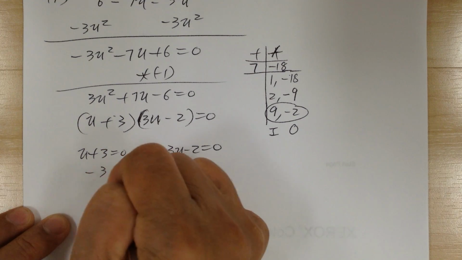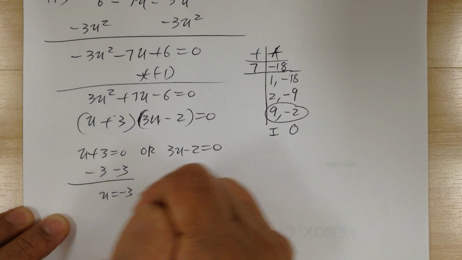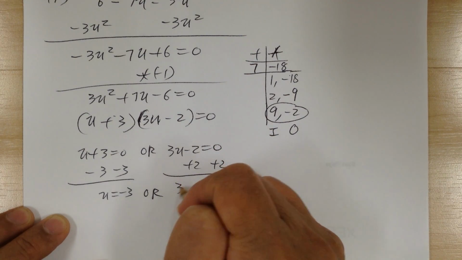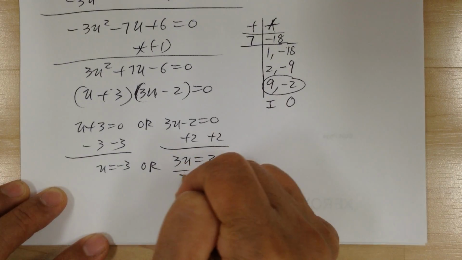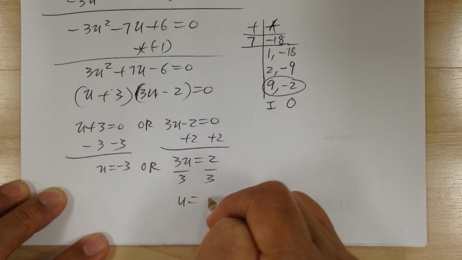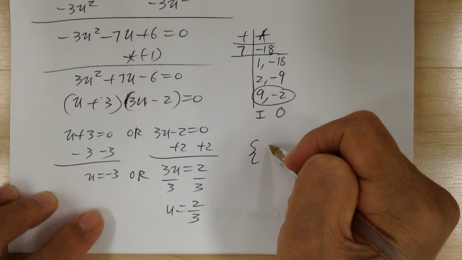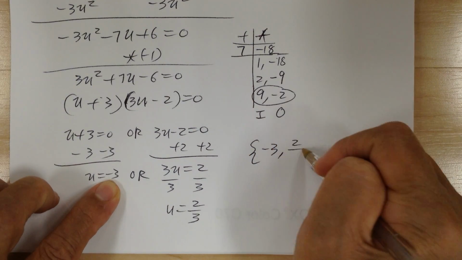Okay, minus 3 on each side. So you got u equal to negative 3. Okay, or plus 2 on each side. So you got 3u equal to 2. Divide by 3, divide by 3. So u equal to 2 over 3. And then after that, you write your solution set would be negative 3, comma 2 over 3.